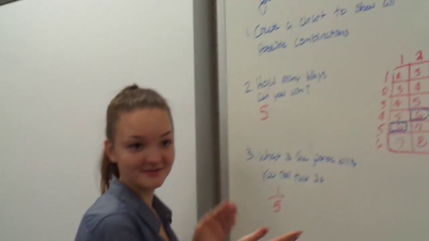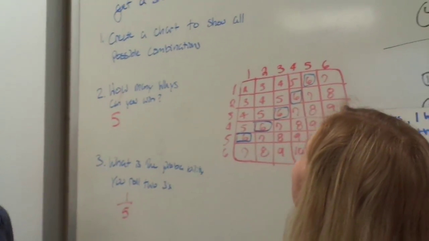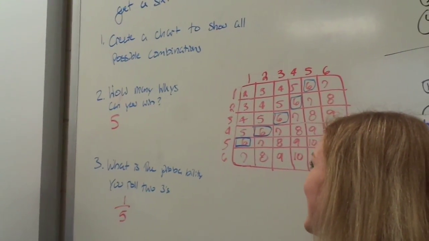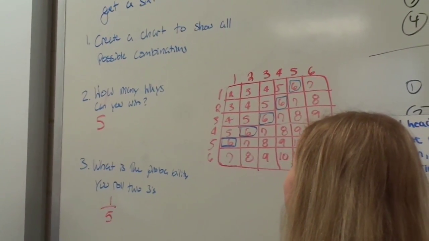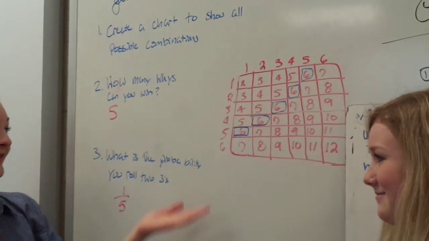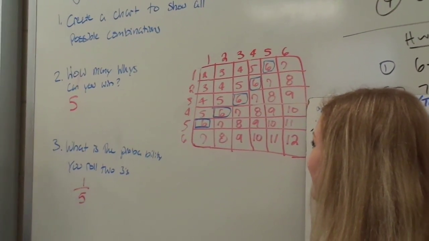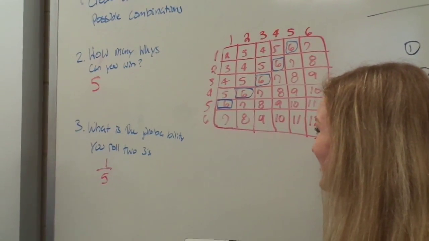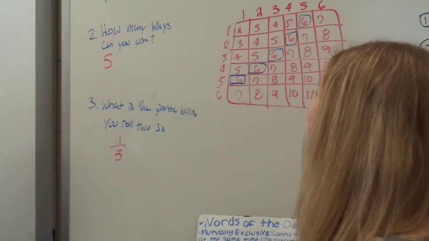So next we're going to do a chart. To win the game of dice, you must get a 6. So we created a chart, and how many ways can you win? Well, there is 5 ways that you can get a 6 by rolling a dice, so 5 ways you can win. What's the probability you roll 2 threes?